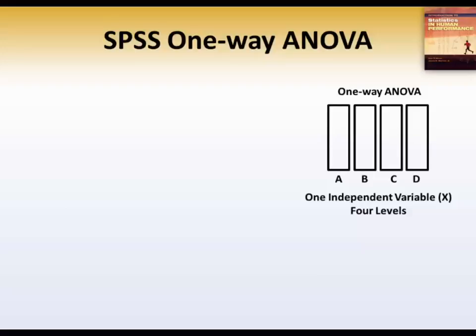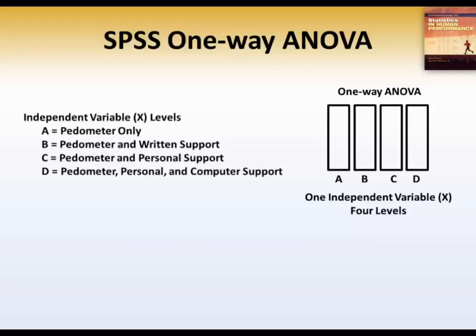We'll provide the results of this example, and then we'll go to SPSS and actually calculate this so you can see how we did so. In our case, we're going to do a one-way analysis of variance. We have 4 levels, A, B, C, D, and the 4 levels are differentiated in this way. The independent variable, A, people get a pedometer only. B, they get a pedometer and written support to be physically active. C, they get a pedometer and personal support. And D, they get a pedometer, personal support, and computer support.